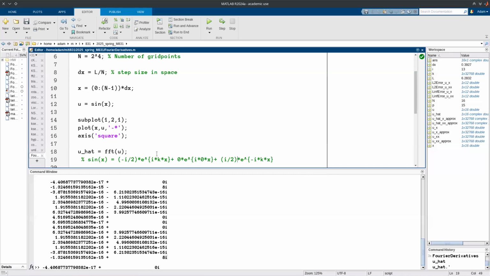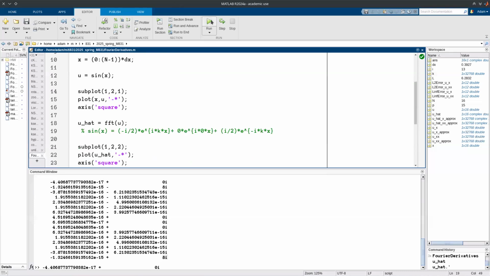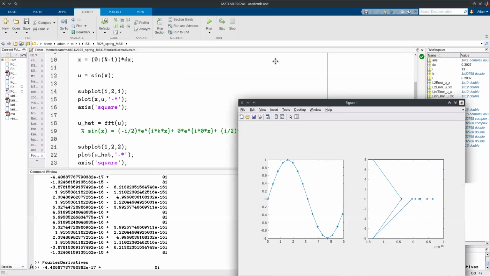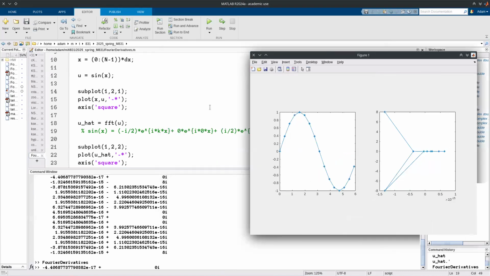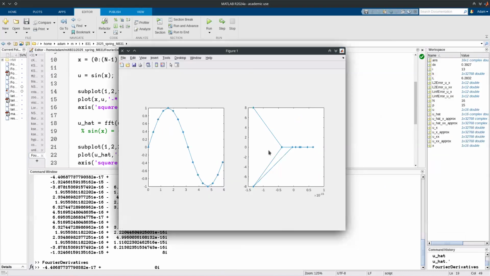We will need to think about it a little bit when we start taking derivatives, but for now, that's kind of what the Fourier transform looks like. And that's why we're getting this weird picture, because when we plot it, Matlab is plotting all these complex numbers, and a whole bunch of them have real parts that are effectively zero.